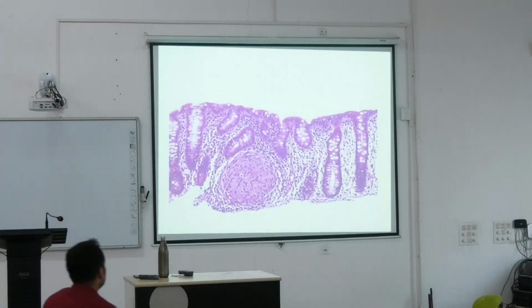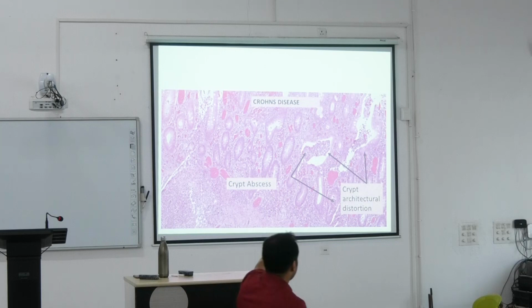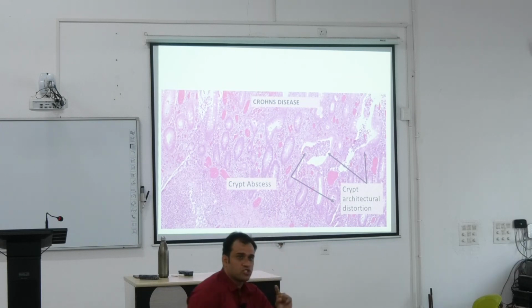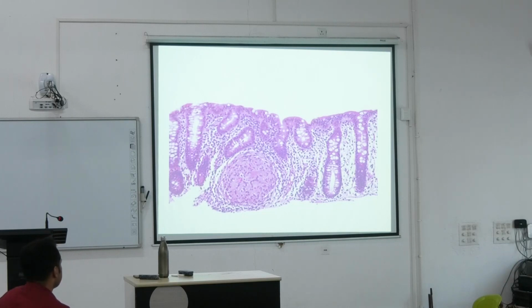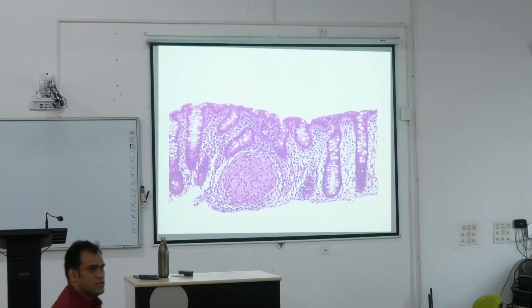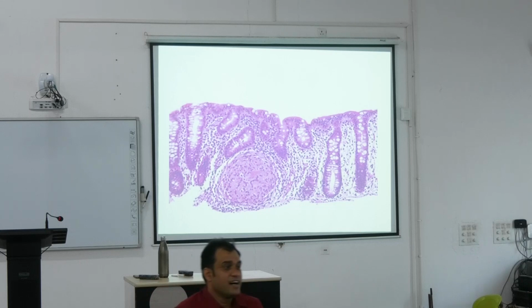Okay. So where I was, okay. Here you can make out the crypt abscess and architectural distortion which I have explained. What is this? What is this?